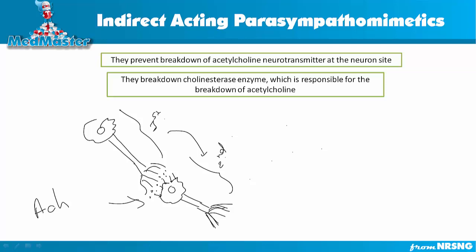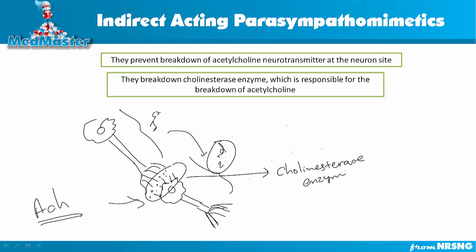Now when the first neuron releases the acetylcholine and the second neuron responds to it, once the second neuron responds, the acetylcholine's work is done. Now they do not need acetylcholine right here. So what will happen? This enzyme called cholinesterase will come and break down some of the ACh. Some ACh will be taken back by the first neuron. So all the acetylcholine will be cleared once the message is transferred.